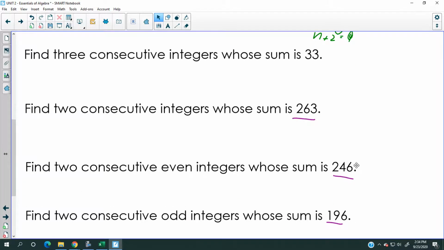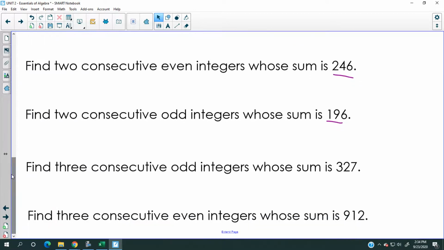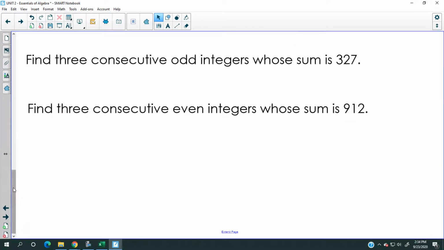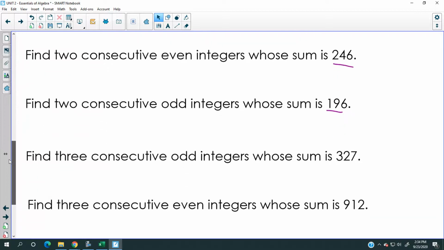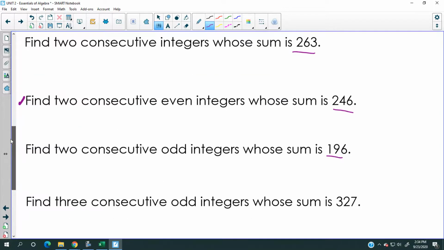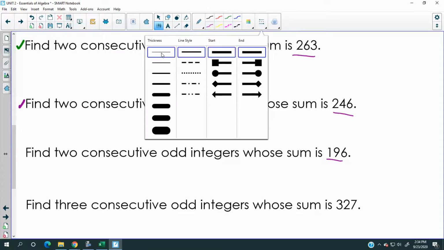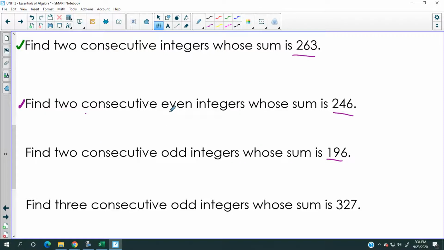So again, I'm using these really large numbers because I want you to try that. Now it gets really, really interesting. Look at this. Find 2 consecutive... Now, I don't know if you noticed, how is this question different from this question? How are these 2 questions different? Can you guys tell? What's the only difference? Yeah, even, right? So what are consecutive even integers? Let's talk about that first.